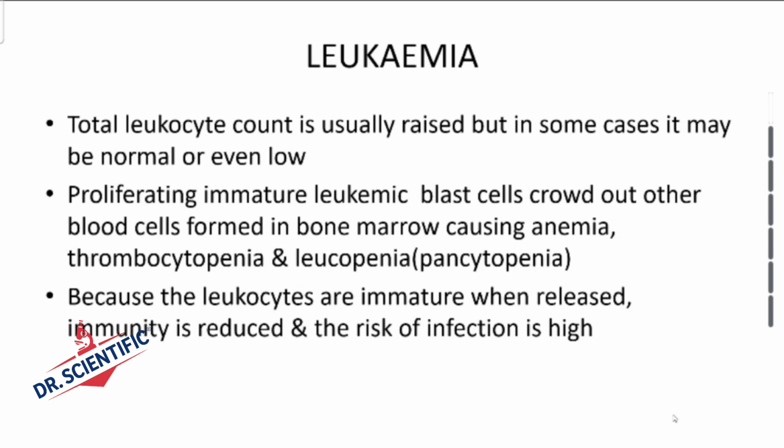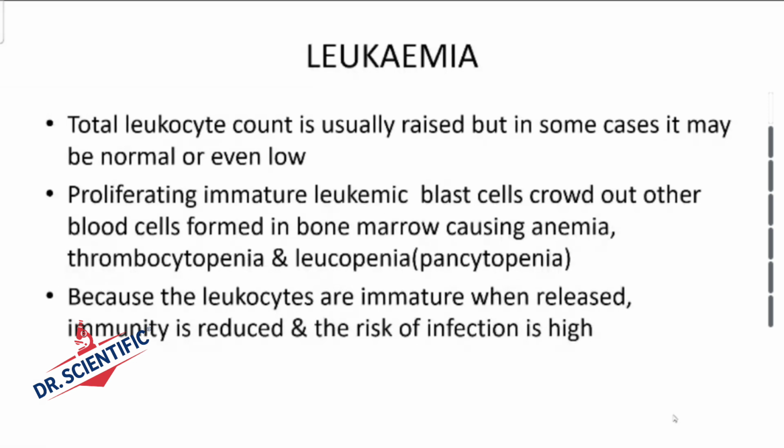So you have to do a bone marrow aspirate or peripheral blood film to be able to examine and see which types of white cells are actually elevated. So proliferating immature leukemic blood cells crowd out other blood cells formed in bone marrow, causing anemia, that is low hemoglobin level, thrombocytopenia, low platelets, and leukopenia. So when you talk of leukopenia, you generally have what we call pancytopenia. So all cells that are produced within the bone marrow are decreased in number. Blood cells are at that level where they're not mature yet.